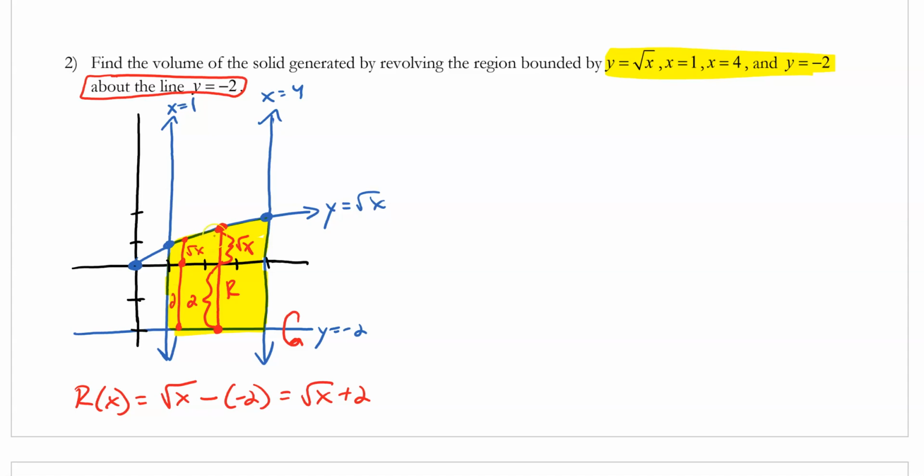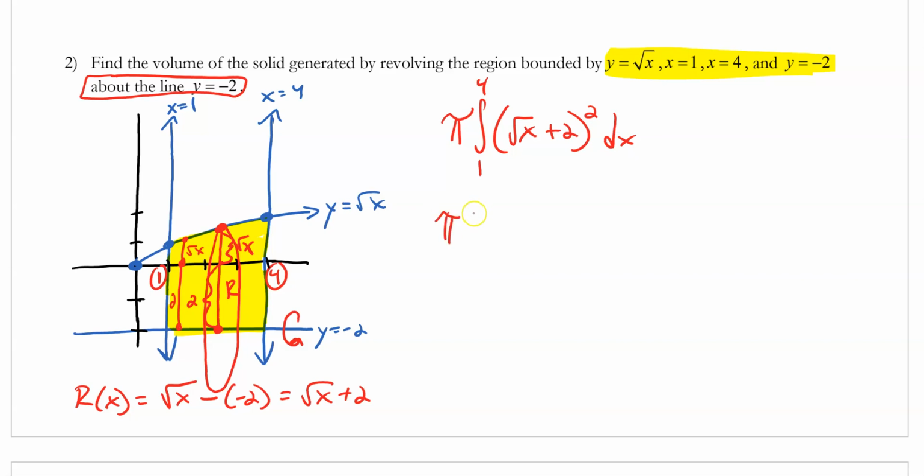And if I could imagine this, if I spun this thing around, I didn't really draw it very well, but I would get this circular cross-section for my solid, okay? So this is a disk problem. So pi integral from 1 to 4, x value of 1 to x value of 4. And my function is root x plus 2 squared, top minus bottom squared, dx.